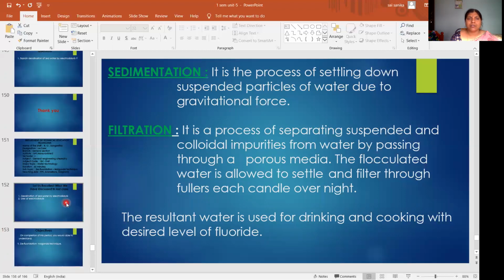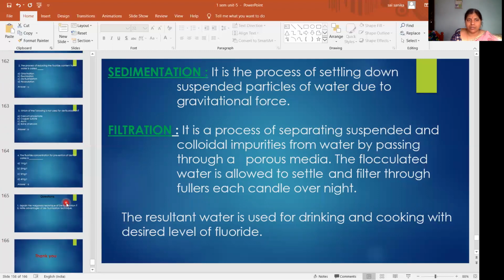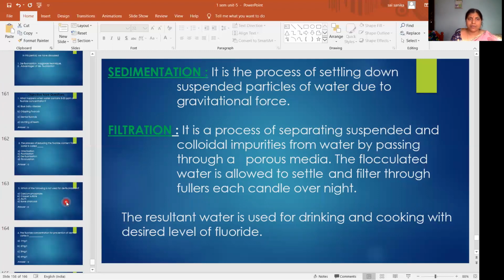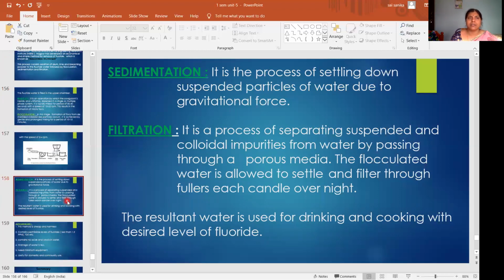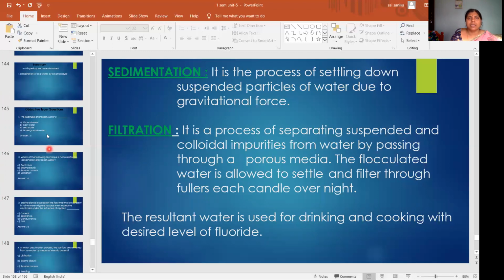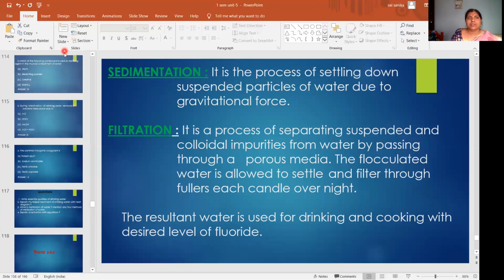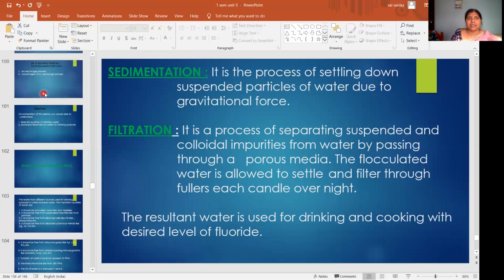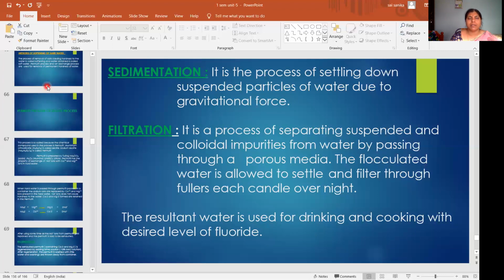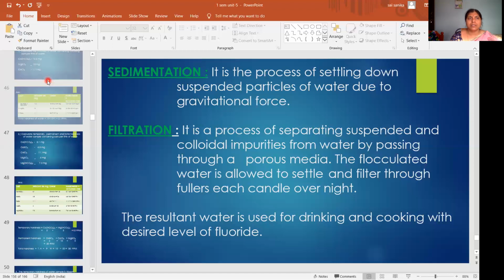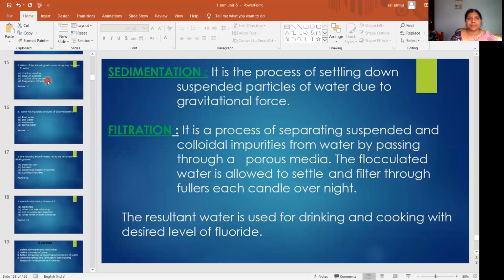So in water technology, what are the topics we discussed? First, introduction to water technology, sources of water, types of hardness. So we studied that in the first class. The first class was just an introduction. In the next classes we will see one by one once again. Today this is the last topic. Defluoridation is the last topic.